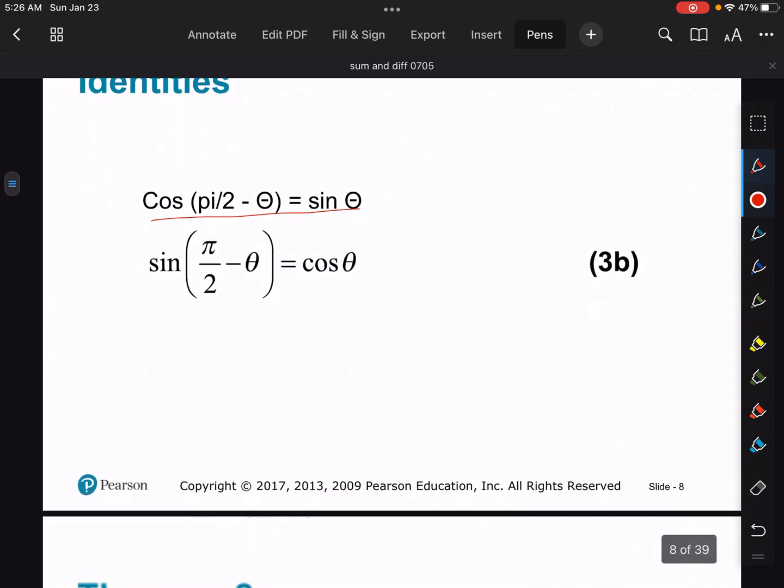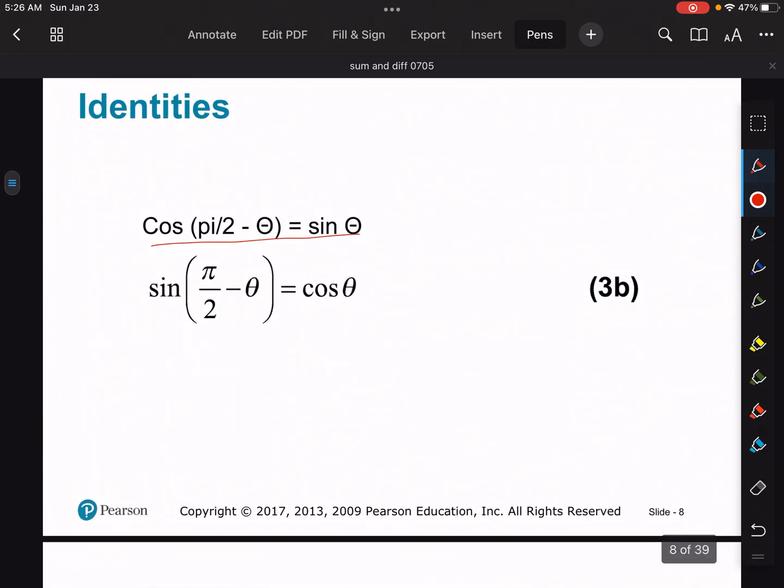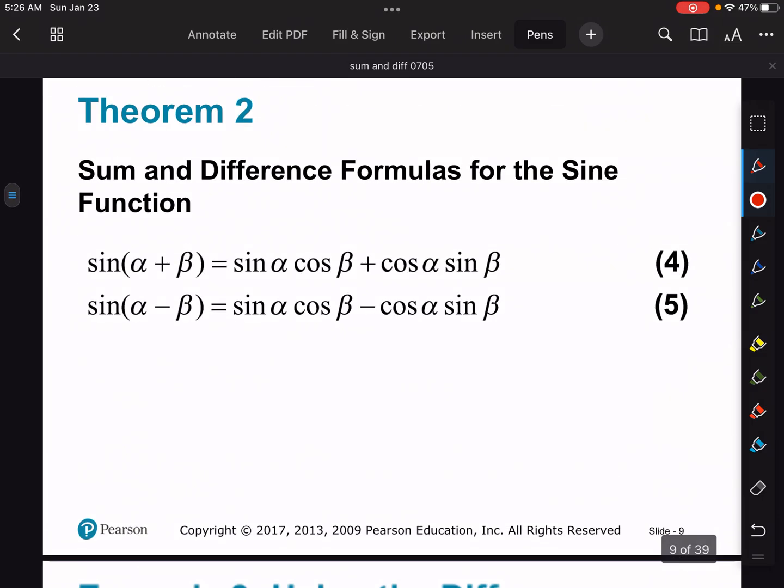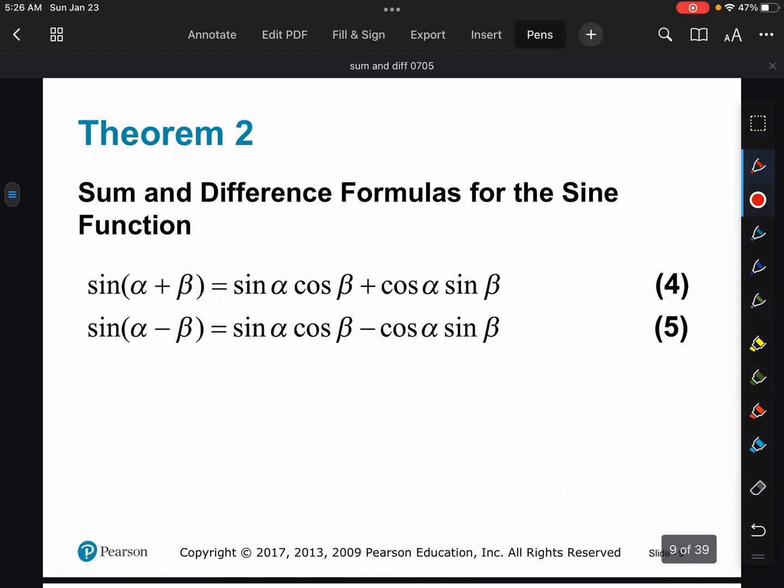So that's something that you could just see if you look at the sine graph and the cosine graph. So let's look at the next theorem for sine. Sine is essentially the same as the cosine in that it's an alpha beta pattern, alpha beta, alpha beta, alpha beta, alpha beta.